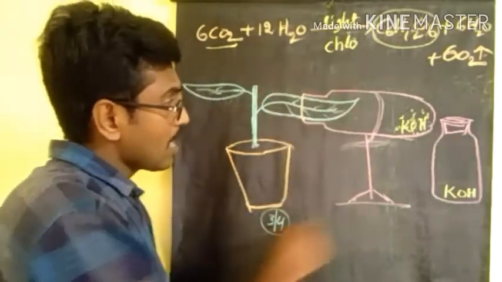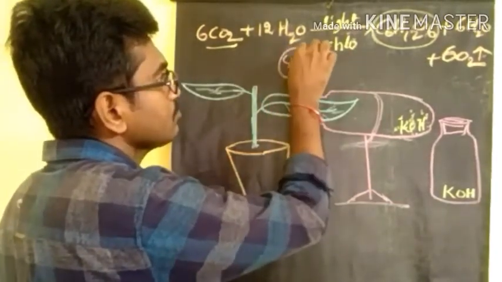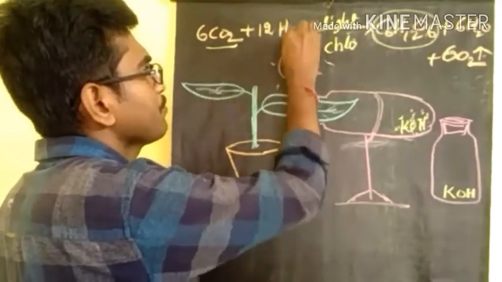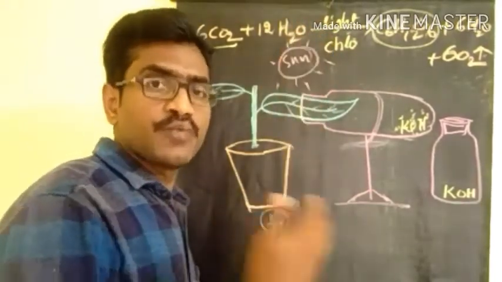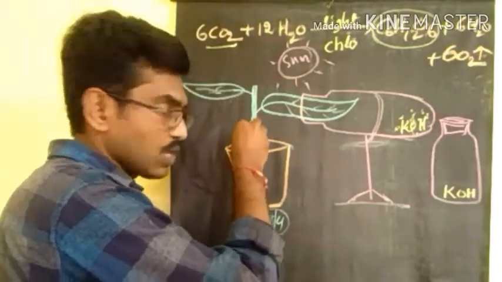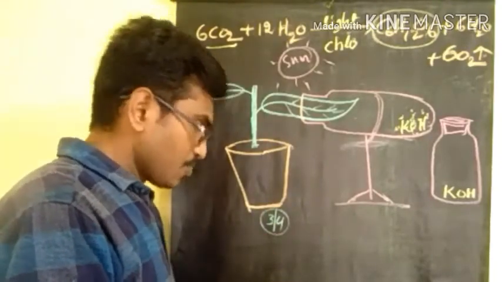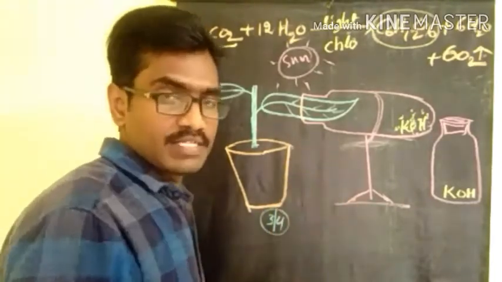Then this whole apparatus we have to keep under the sunlight. Under the sunlight we have to keep it for 3 to 4 hours. We need to pour water to this plant. Then we keep it under the sunlight. Now what do we have to do after 3 to 4 hours?